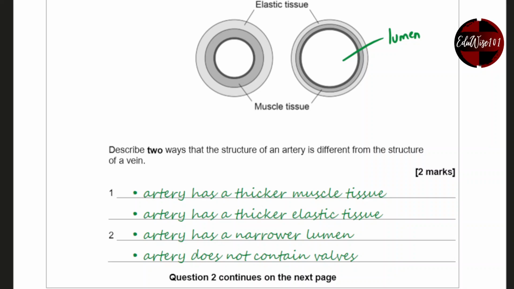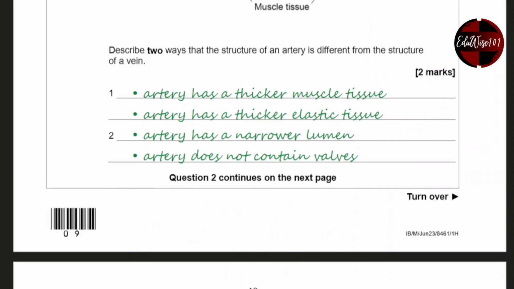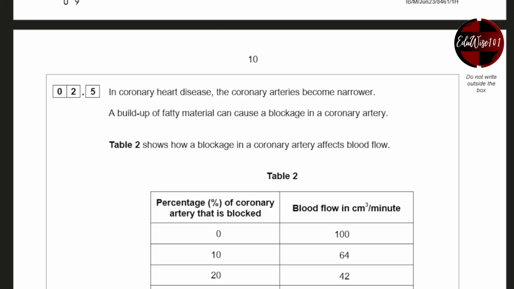Arteries do not have valves, and that's something that you're not actually seeing. Veins have valves because there's nothing pushing the blood through the veins, so you want the blood to be returned. So you need blood not to flow back as it comes from your legs back up to your heart. In coronary heart disease, the coronary arteries become narrower.